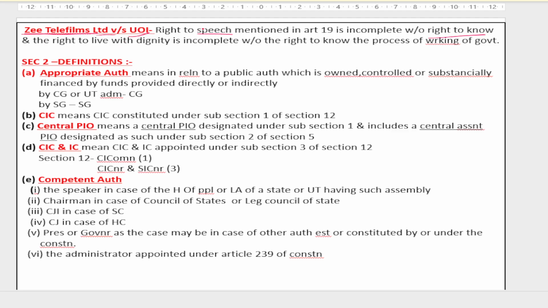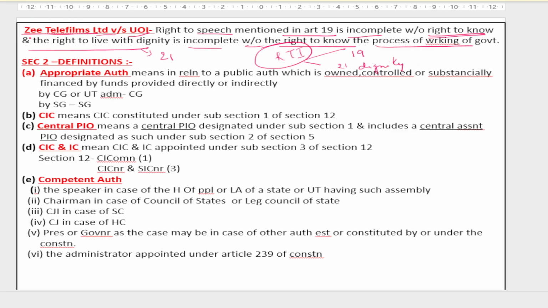In this case, the court said that the right to speech mentioned in Article 19 is incomplete without the right to know. And the right to live with dignity, as mentioned in Article 21, is incomplete without the right to know the process of the working of government. So the right to information, or the right to know, is very important, because both these rights are incomplete without it.